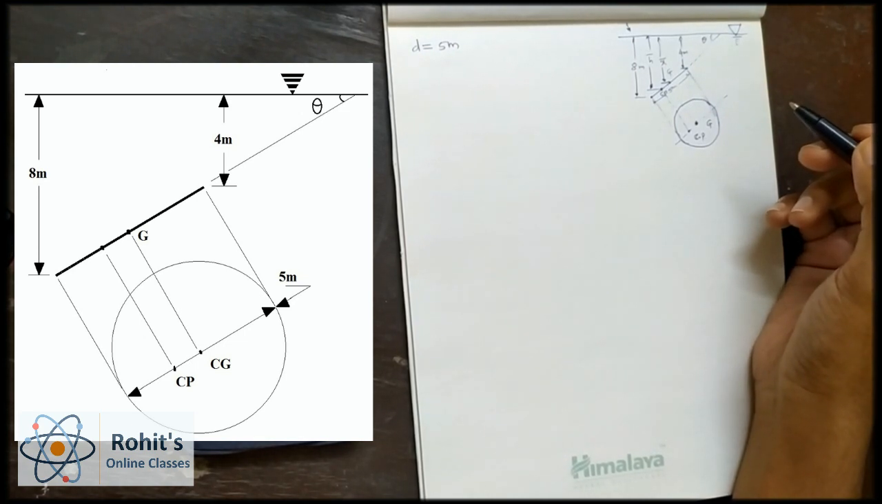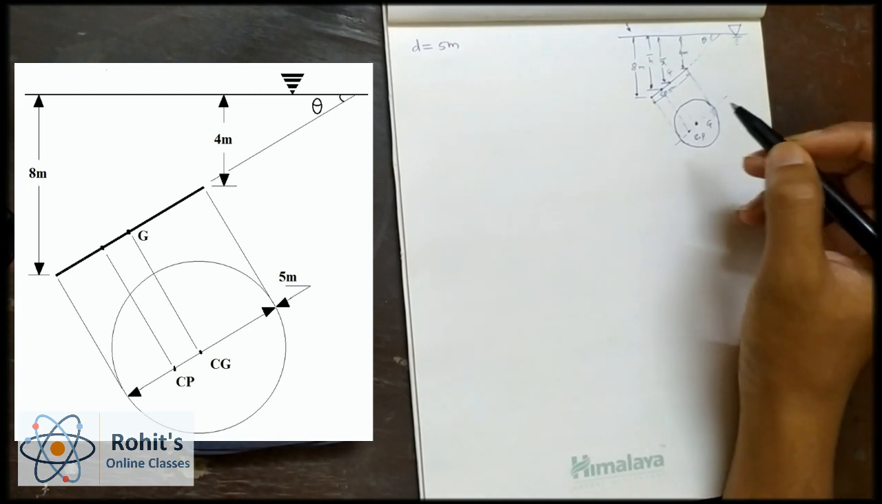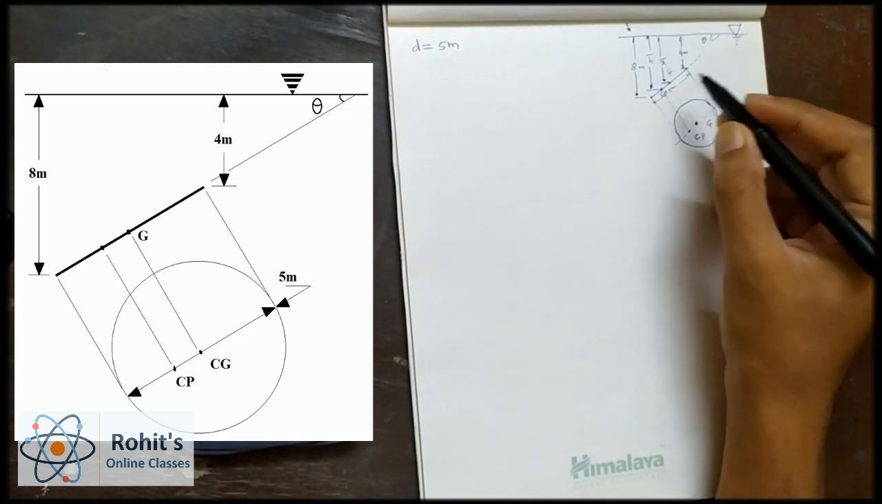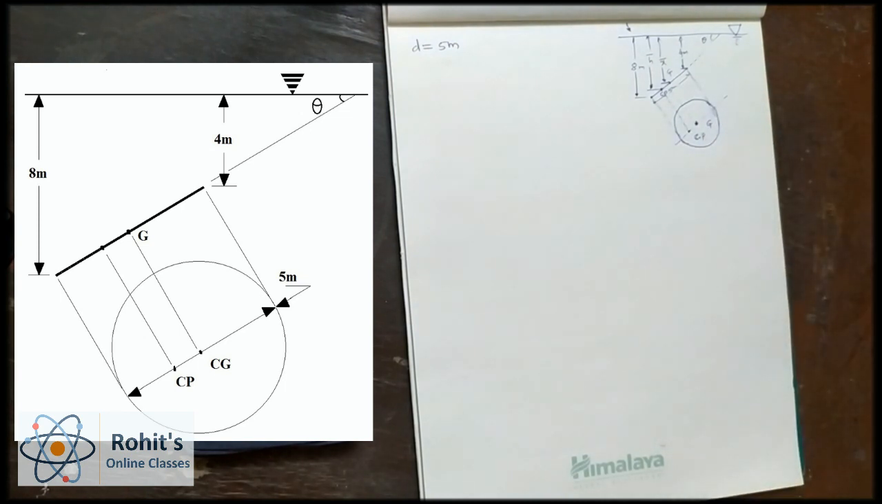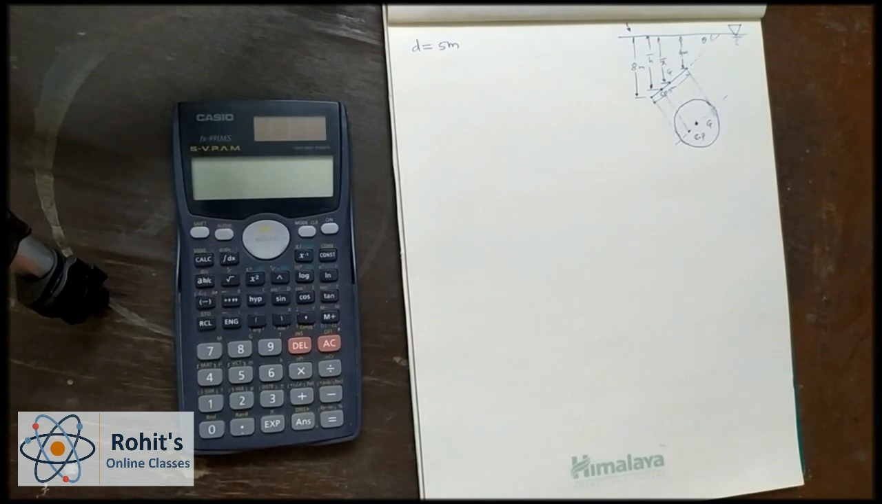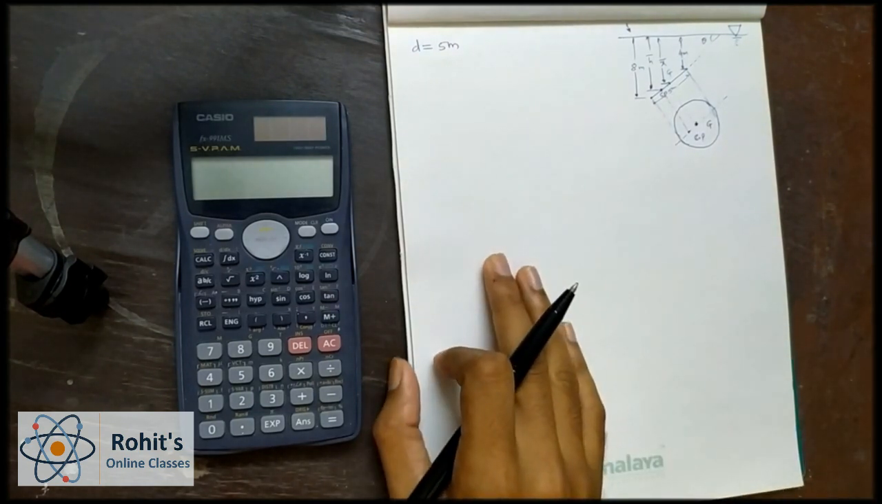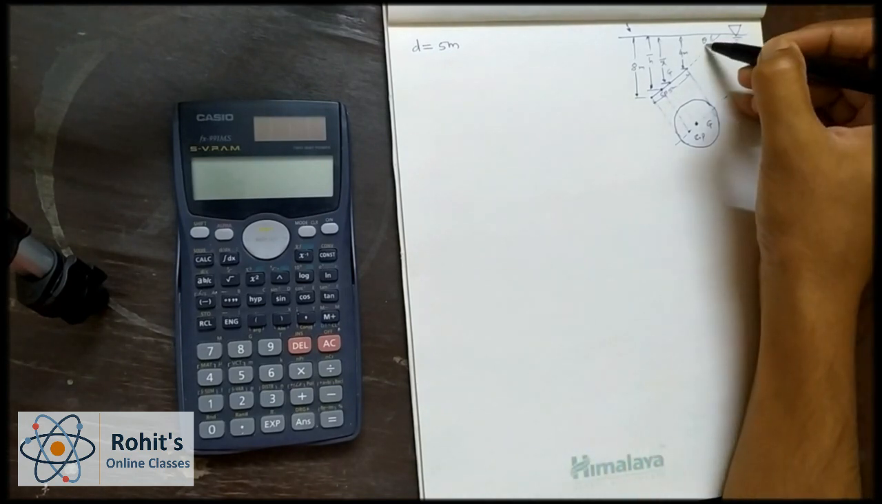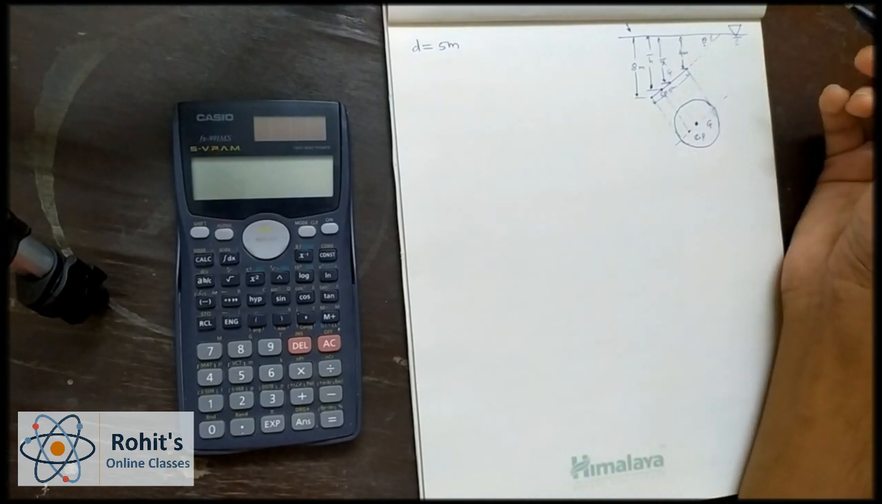Now we will find out one by one how much is the total pressure force coming on this plate and what is the position of the center of pressure. These two terms we need to find out. So first of all we need to find out this theta.